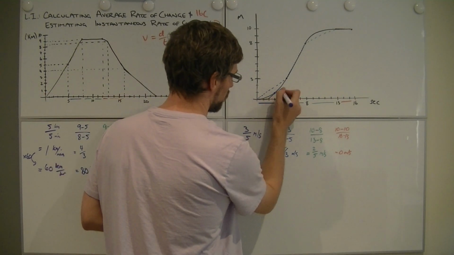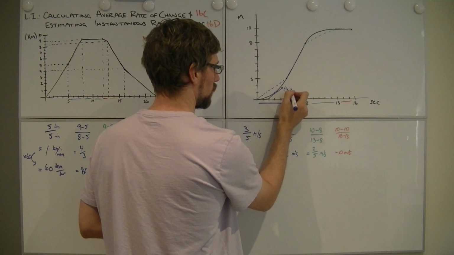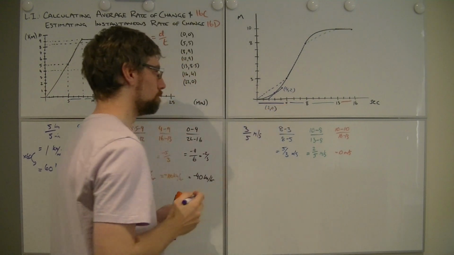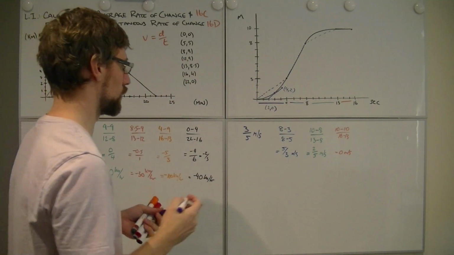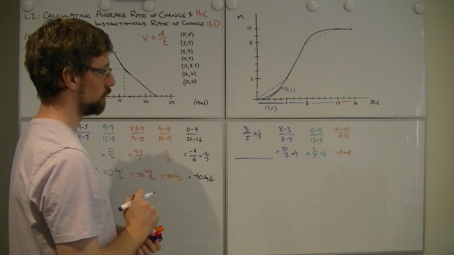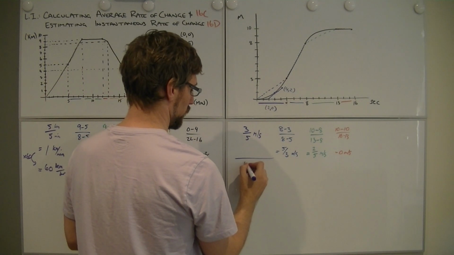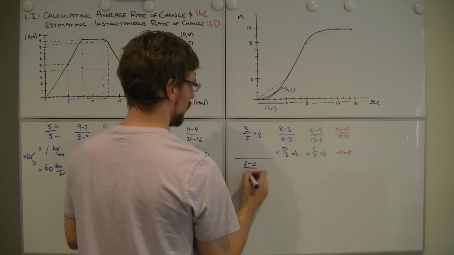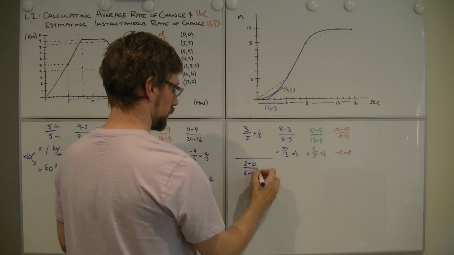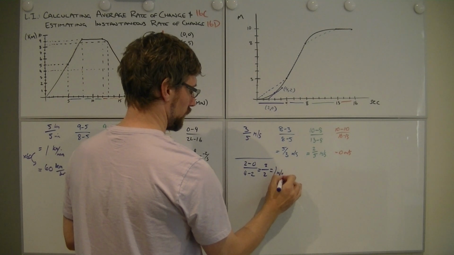Let's say it goes through the point (4, 2) and the point (2, 0). Well, perhaps now we've got a straight line. We could say, alright, my rise is going to be 2, so I've got 2 minus 0. My run, I'm going from 2 to 4, so 4 minus 2. 2 over 2 gives me 1 meter per second.